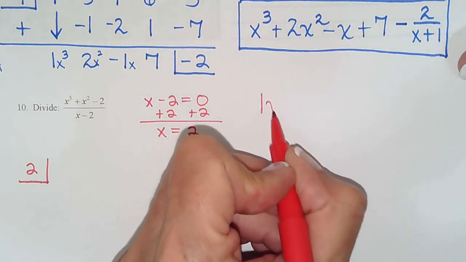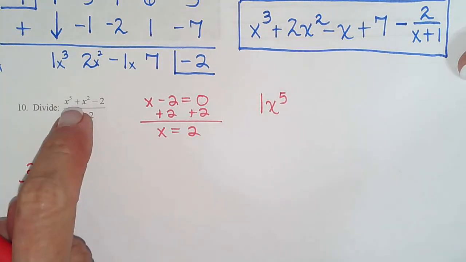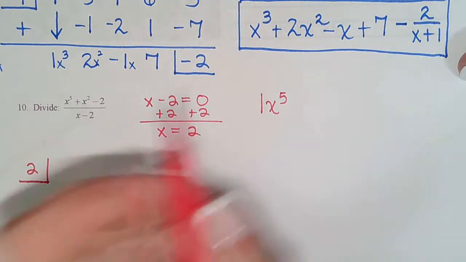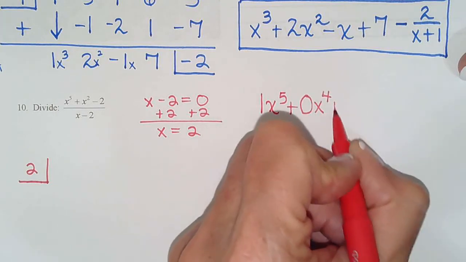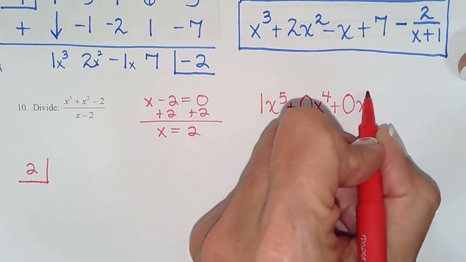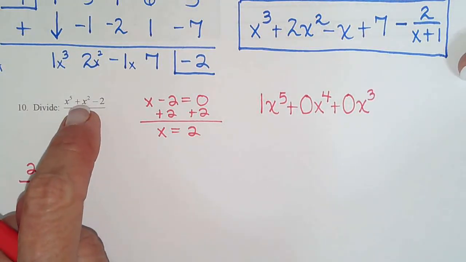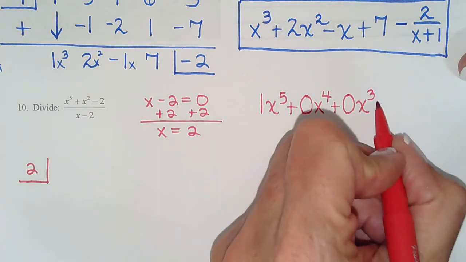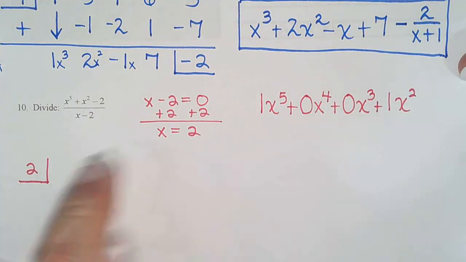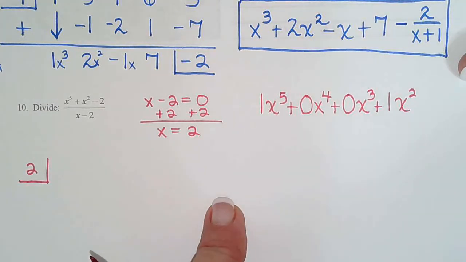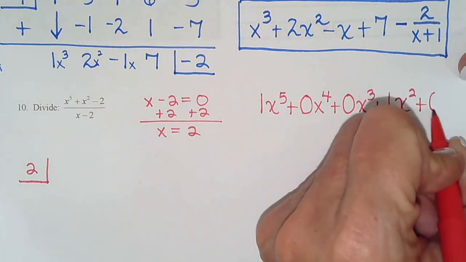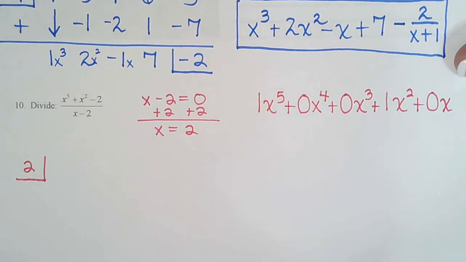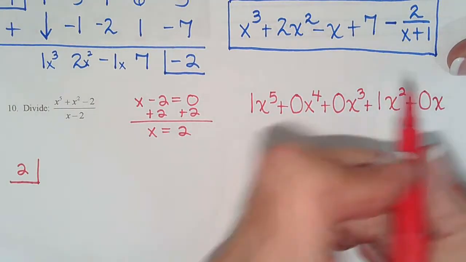So we have 1x to the 5th. There's no x to the 4th and no x cubed. So you'd write 0x to the 4th plus 0x to the 3rd. And then this would be plus 1x squared. And the reason I'm putting my ones in, remember I need my coefficient, so I'm writing the 1. And then I go, whoa, another missing term. There's no x term, so then we write plus 0x. And then last we have our minus 2.